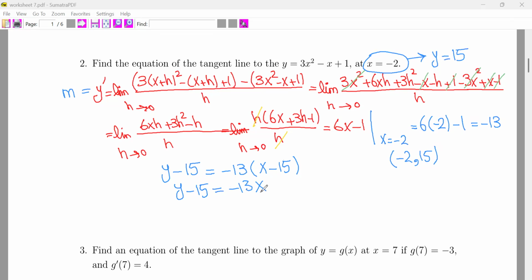and, excuse me, this one is not 15. This is 2. So it will be plus 26. Now we would add 15 both sides. Okay, so this one is -2. And here will be -26. We would add 15 both sides. Left side would be y, right side would be -13x minus 11 as the equation of the tangent line.